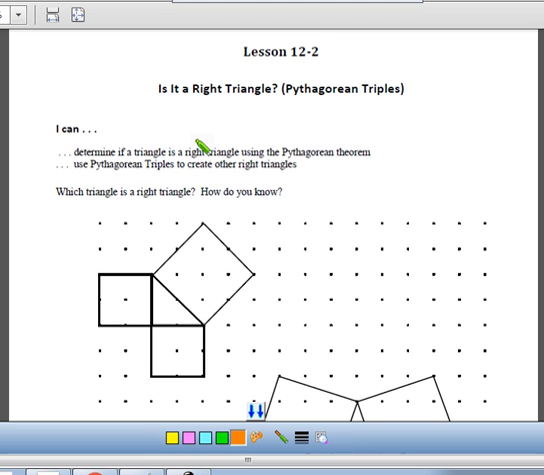Remember in the first video, we learned about the Pythagorean theorem, and then when we do some practice in class, you'll see how it works. When you do some of the practice on your own, a squared plus b squared equals c squared. I can determine if a triangle is a right triangle using the Pythagorean theorem, and use the Pythagorean triples to create other right triangles. So we'll learn about what Pythagorean triples are, and we'll be using the Pythagorean theorem to decide if triangles are really right triangles.